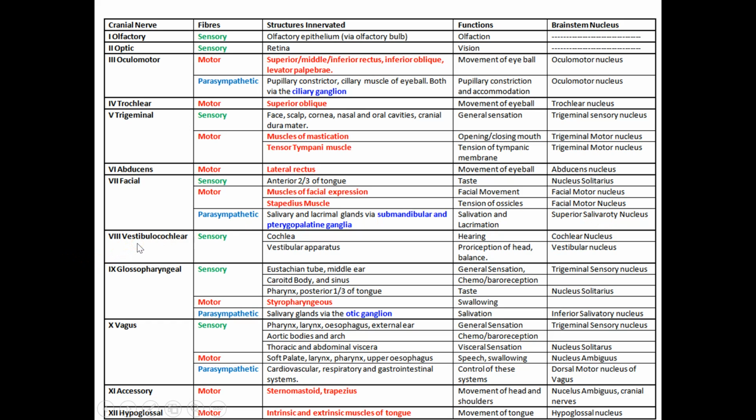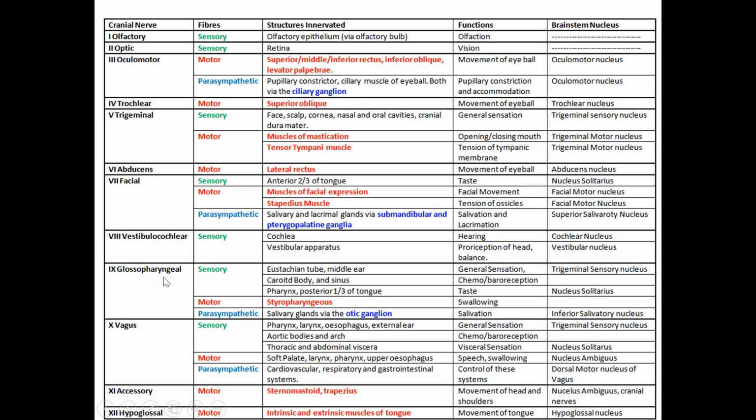Eighth cranial nerve, the vestibulocochlear nerve, is a pure sensory nerve, along with the glossopharyngeal, olfactory, and optic nerves. So these four are pure sensory nerves. Vestibulocochlear is pure sensory, and the structures that it innervates are the cochlea and vestibular apparatus. The cochlea is associated with hearing, and the vestibular apparatus with balance of the head, proprioception. The nucleus of the cochlea is the cochlear nucleus in the brainstem, while for the vestibular apparatus it is the vestibular nucleus in the brainstem.